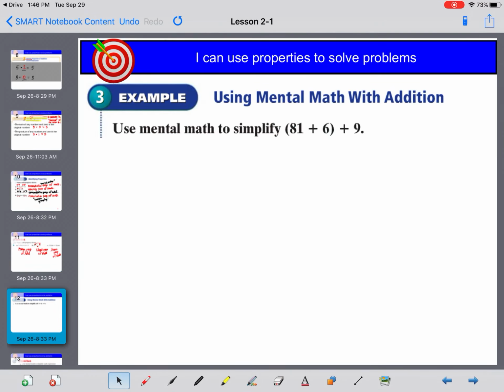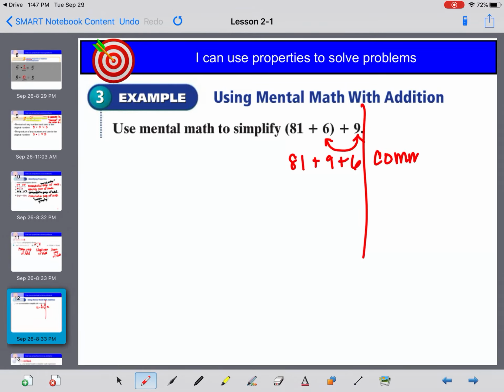All right, let's keep going, folks. Now we're going to put that to work using mental math. 81 plus 6 plus 9. 81 plus 6 plus 9 is not my favorite way to solve this. I would really like it if instead the 6 and the 9 would switch places. That's the commutative property. So the first thing I'm going to do is write 81 plus 9 plus 6.